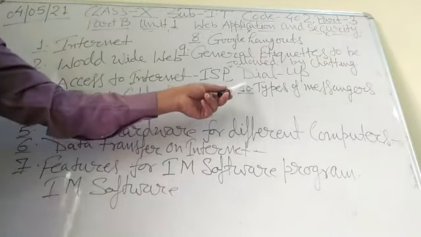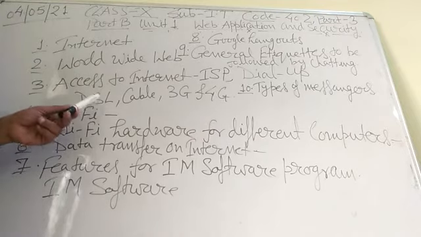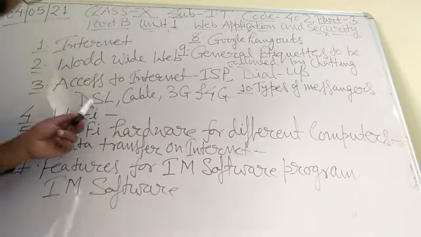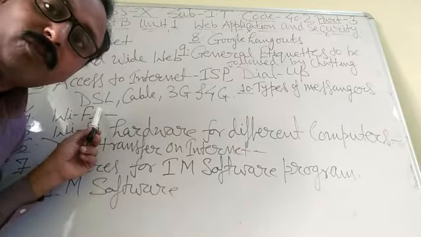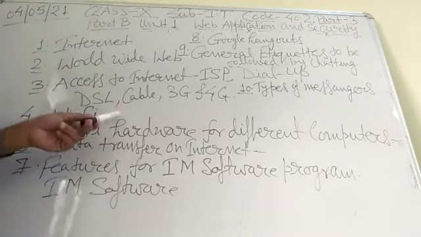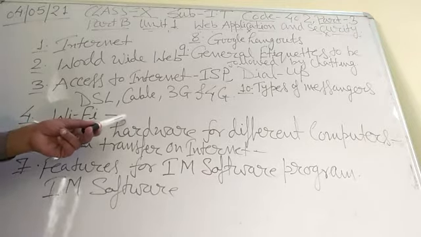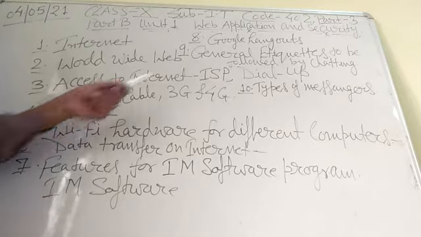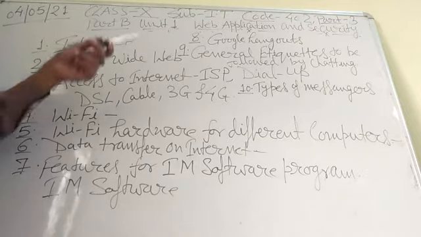Next is DSL. Student, what is DSL? The full form of DSL is Digital Subscriber Line. For DSL service you will need a DSL modem connection, and this speed is higher than the dial-up connection speed.